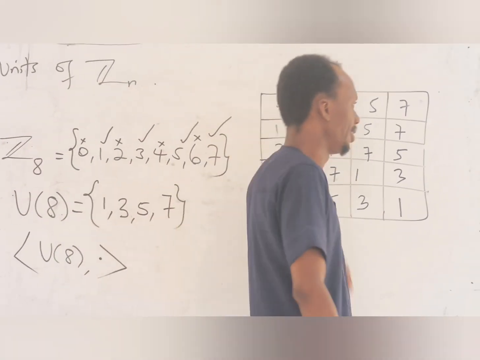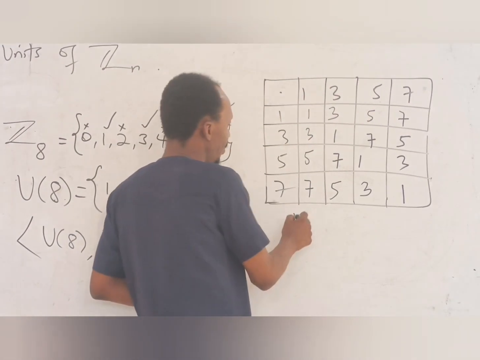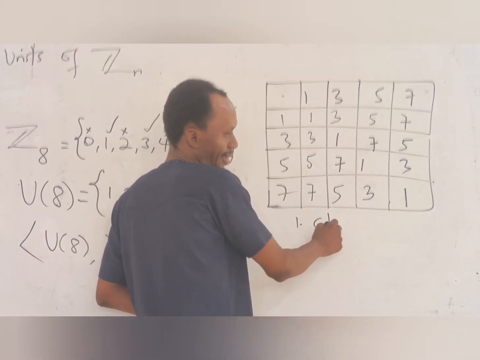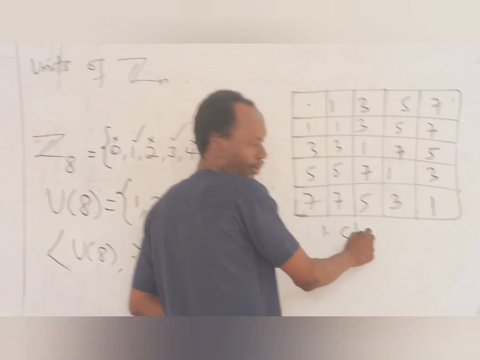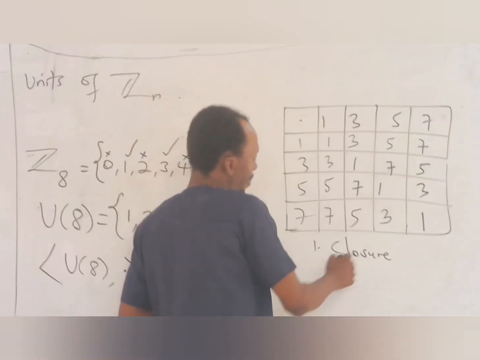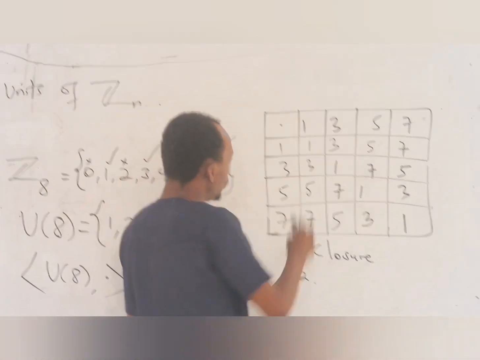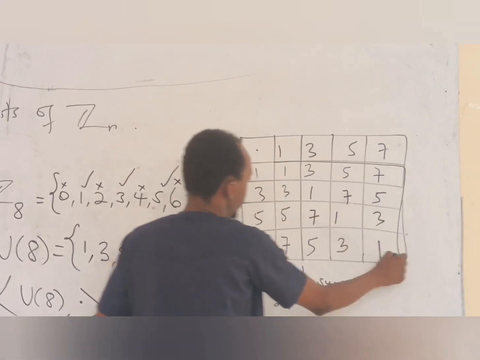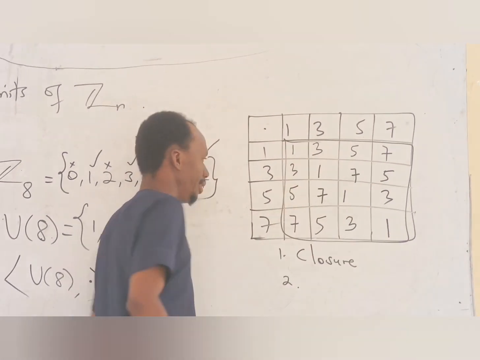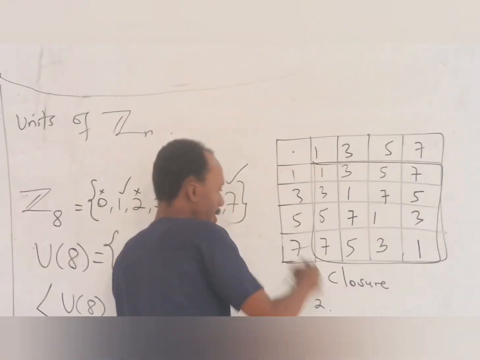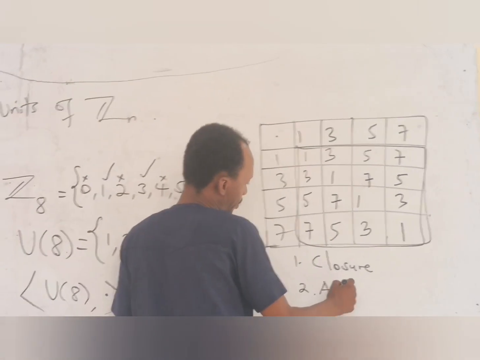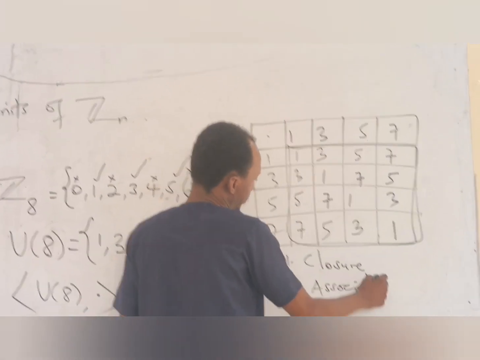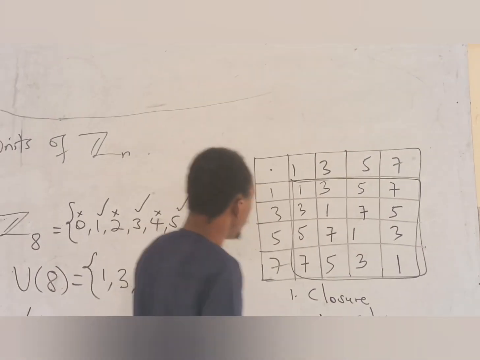I can verify. What do you find? Closure. Is it closed? Yes. Everything here is there. Is that anything? Or is that straight right? That's straight.